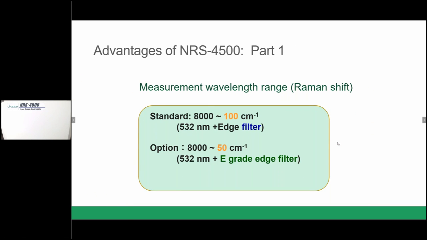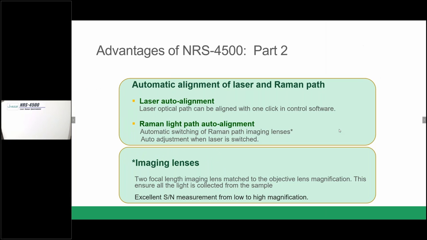The standard wave number range goes from 8,000 to 100 wave number if the edge filter is used. But if we use the E-grade filter, we can go to those low wave numbers, up to 50 wave number.